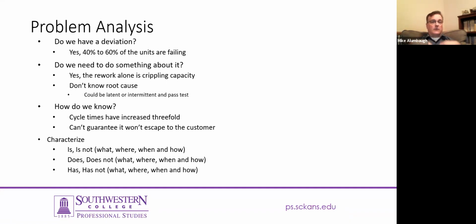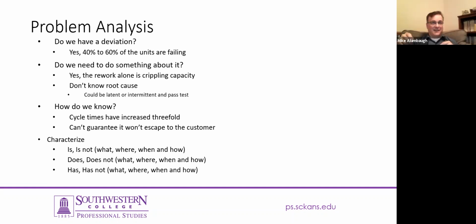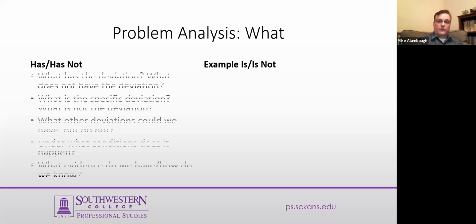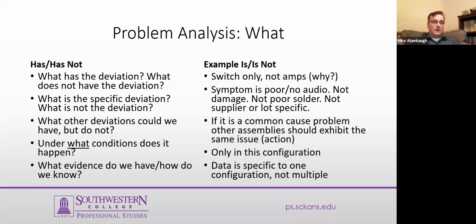Now we're shifting to the characterize phase of problem analysis. Tell me about, clarify, and characterize. With characterize, what you're going to do is not, does not, has not, within those four parameters of what, where, when, and how. A lot of the same thing as what we've been doing so far to cut through the ambiguity of a situation that at first glance we weren't sure what was going on, right? So we're still asking what the deviation is and what has and has not the deviation.